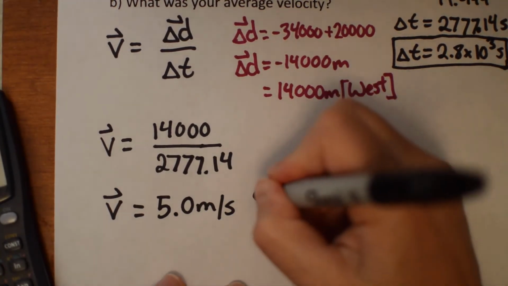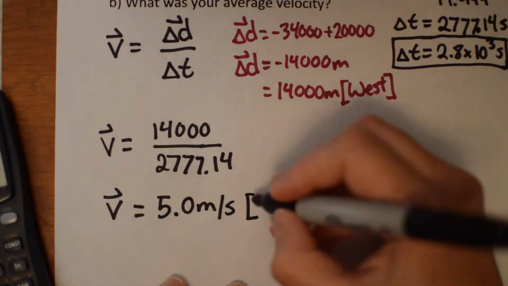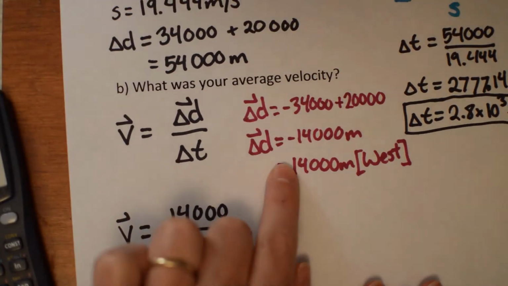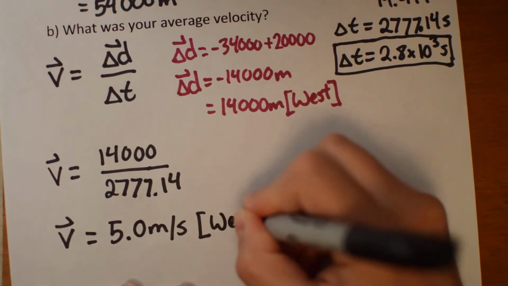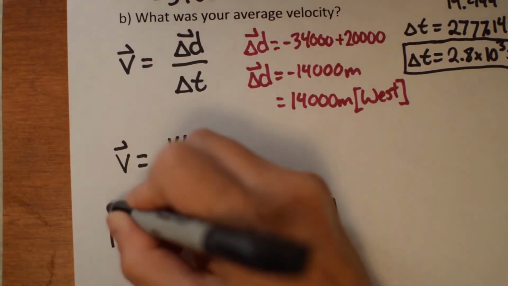I have to write down a direction. Velocity always has a direction because it's a vector. The direction of velocity is the same as the direction of the displacement. The displacement was west. That means my velocity is going to be west as well. And there we have it.